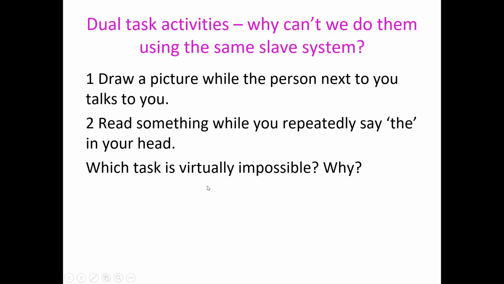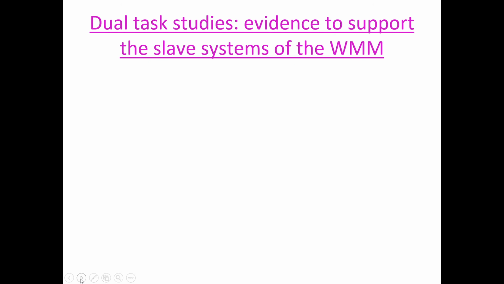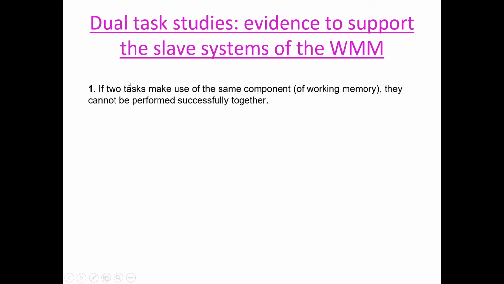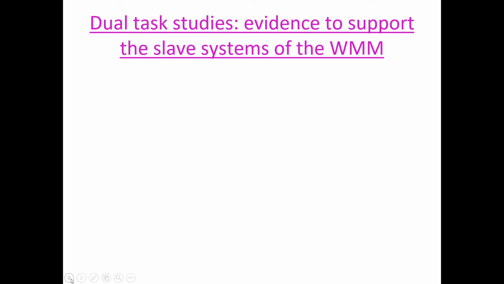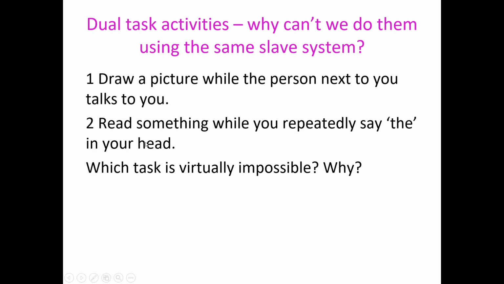I'll tell you why it's difficult. Because you are overloading one of your slave systems here. You are completely overloading it. That's why. So, if two tasks make use of the same component of working memory, they cannot be performed successfully together. That's why you can't do that. You are overloading the phonological loop. It is the same slave system, the same modality, and you cannot do two tasks in that one modality, in that one slave system.